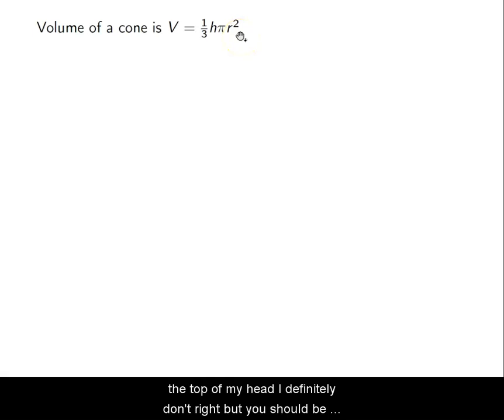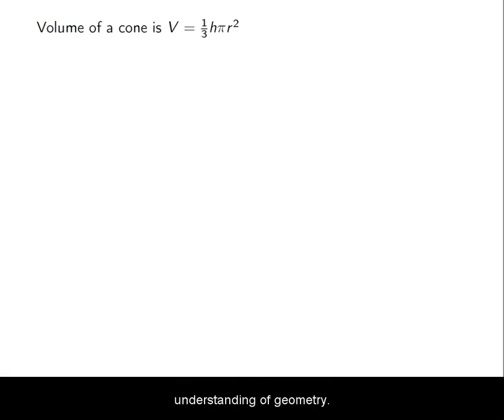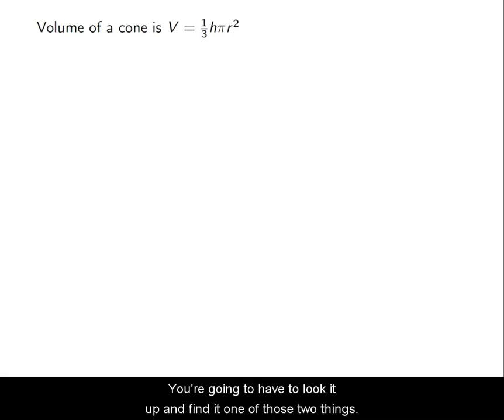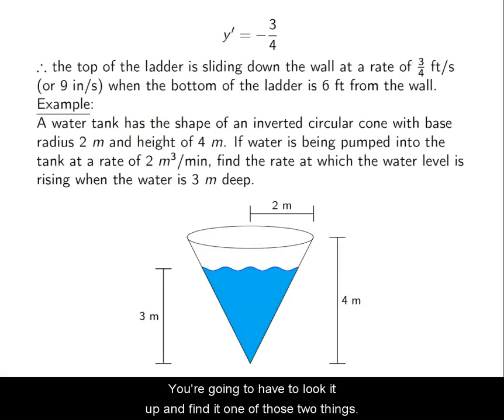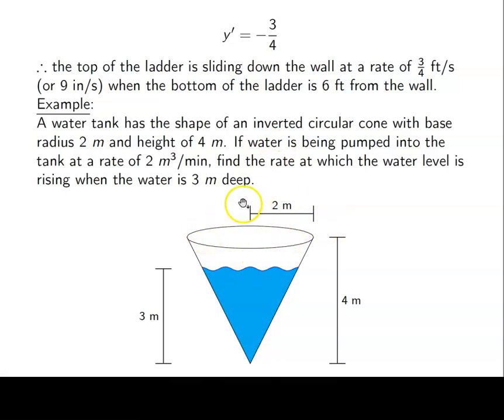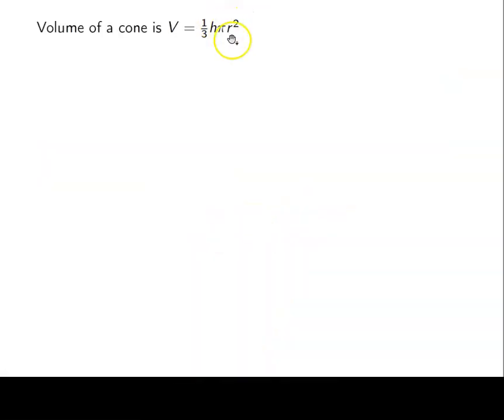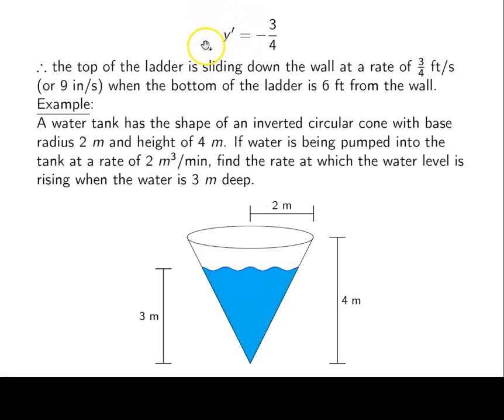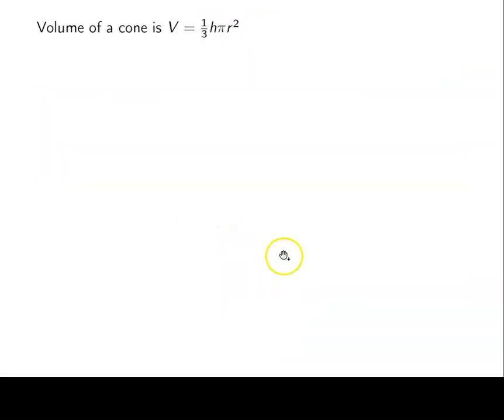I definitely don't, right? But you should be able to figure it out either mathematically through your understanding of geometry, or you're going to have to look it up and find it. Okay, so one of those 2 things. The volume of a cone is basically the base times the height, right? Pi r squared times the height, and then you got to divide that into thirds if you want to do the height here. So that's the volume of a cone.